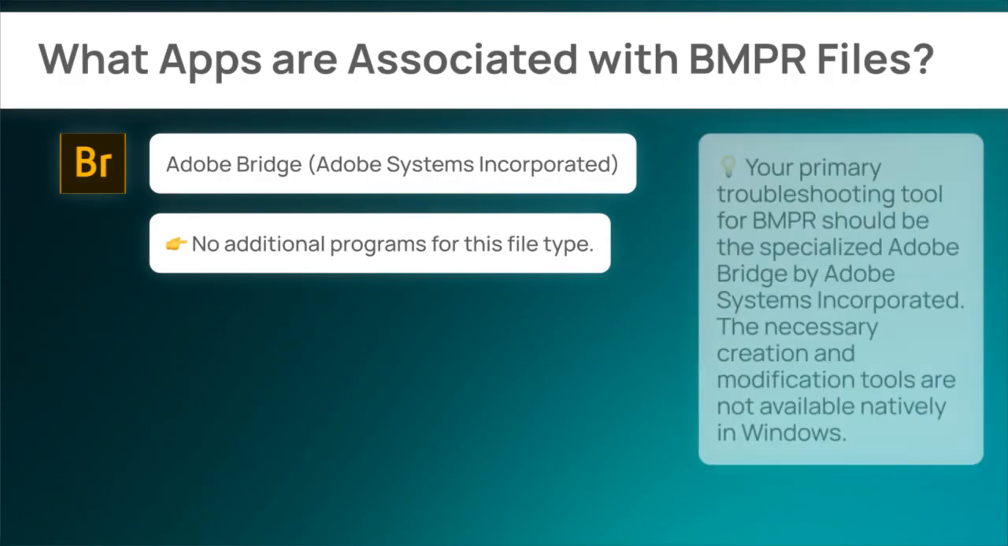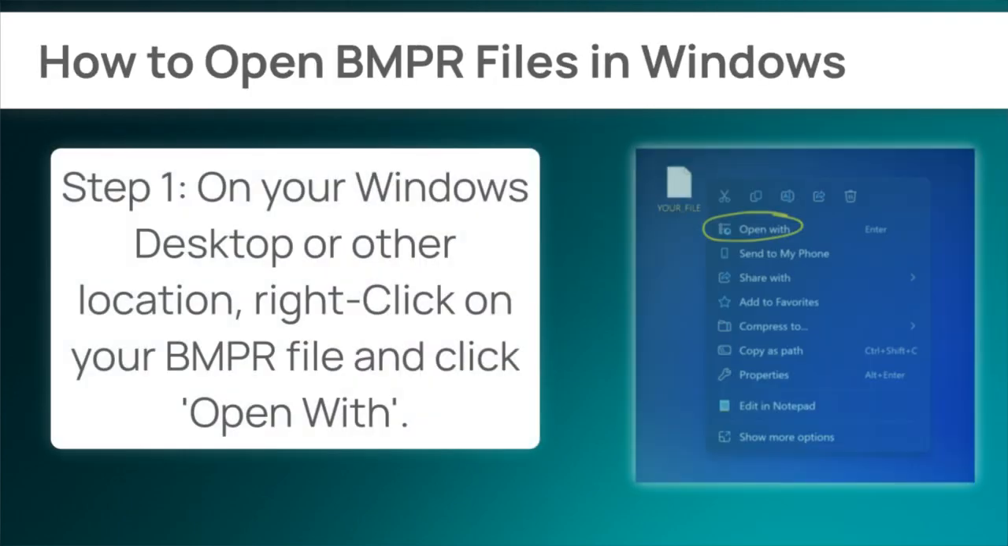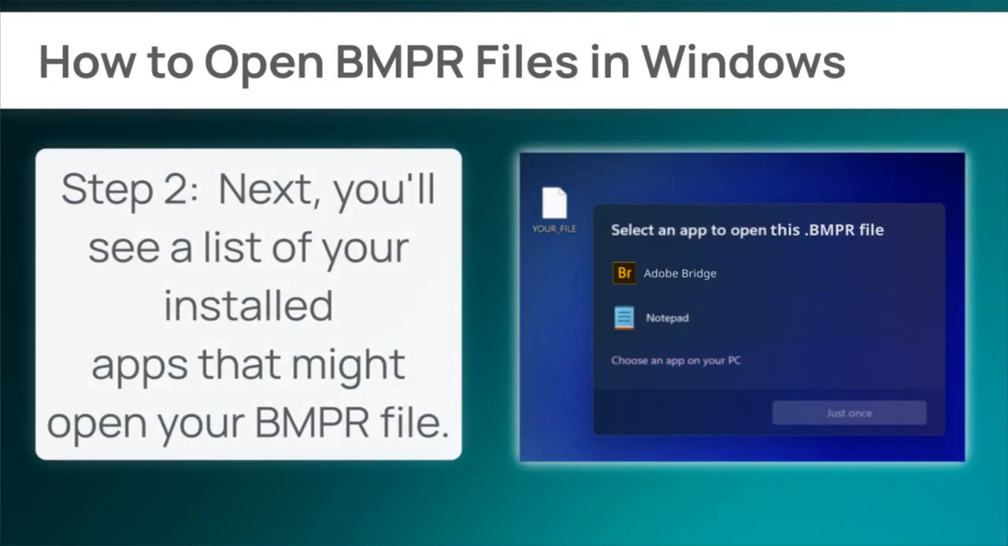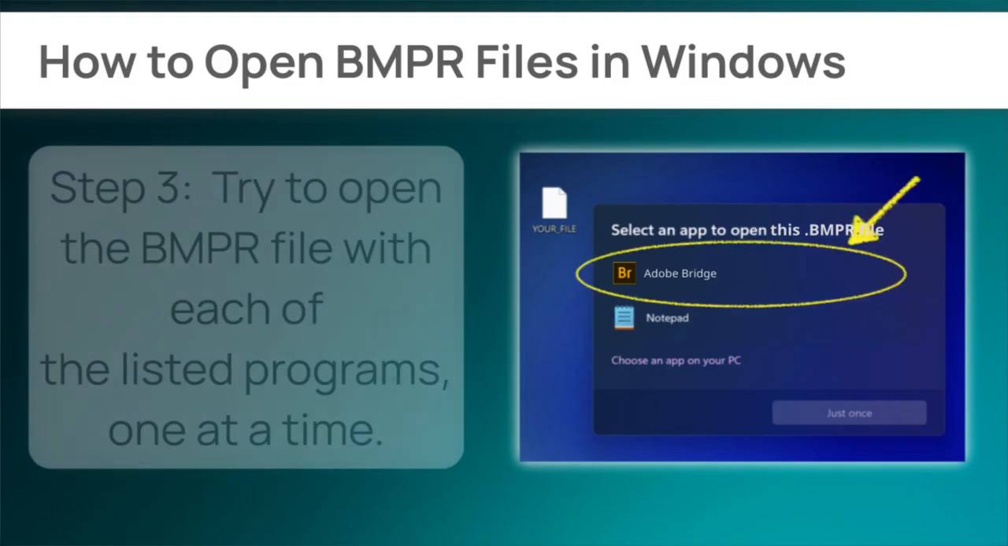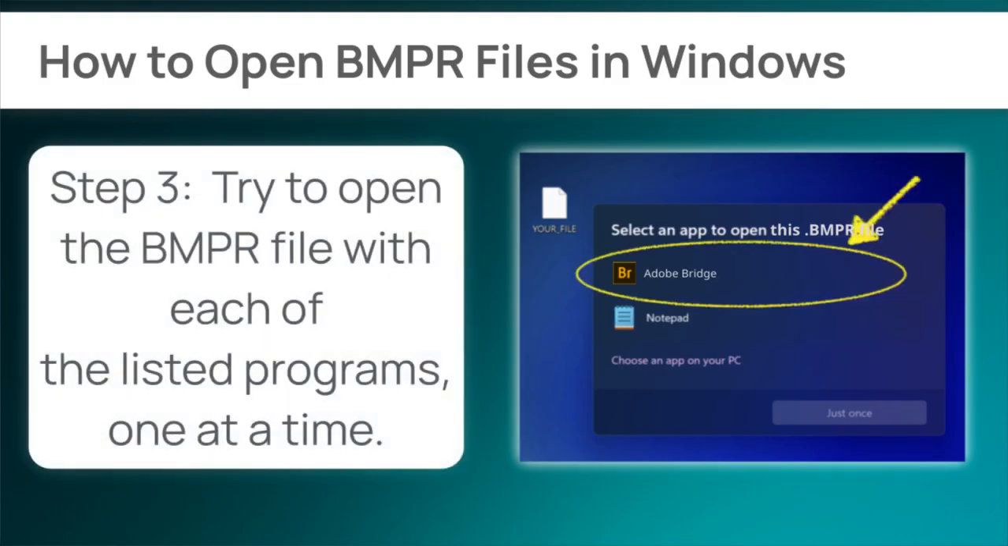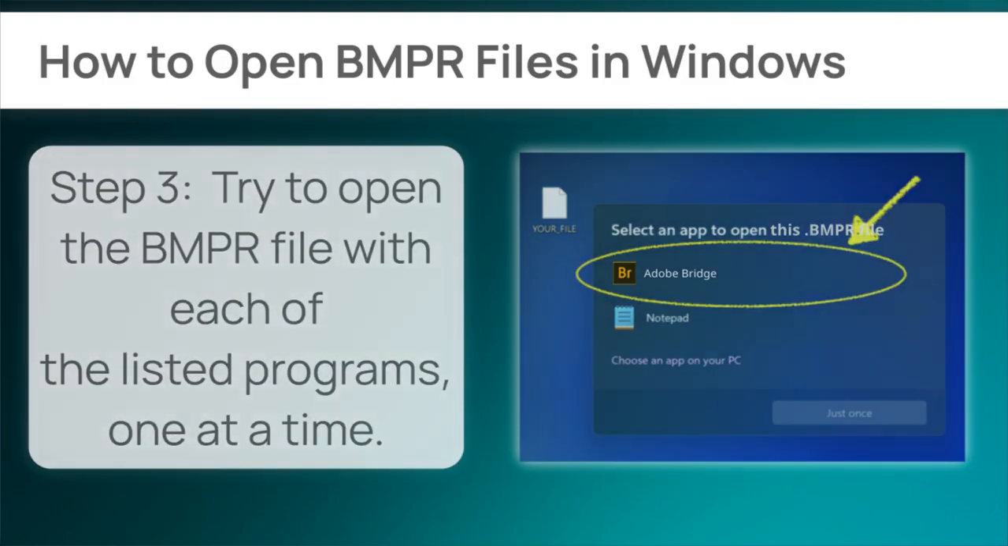The necessary creation and modification tools are not available natively in Windows. Windows cannot interpret symbolic or nested configuration structures fully, so careful editing is necessary. Your first step towards data access, right-click the BMPR file and select Open With. If Adobe Bridge is on your system, try that first. If not, try another option immediately.